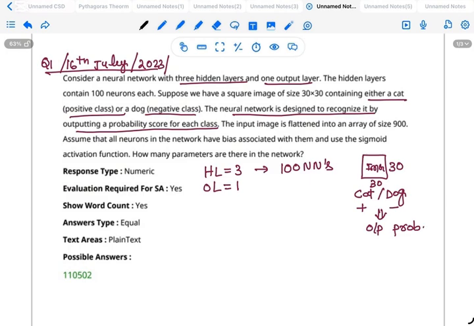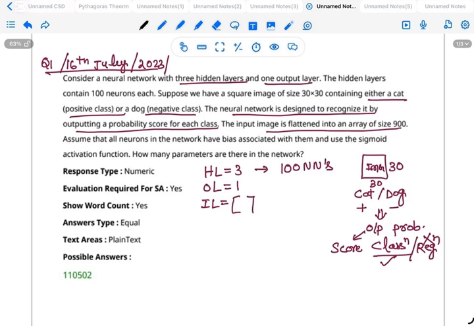So that is a classification problem. This is classification, not regression, because it's outputting a probability score. So the probability score is for either a cat class or a dog class, positive class or negative class. The input image is flattened into an array, that is, the input layer is flattened into an array of size 900 cross 1.